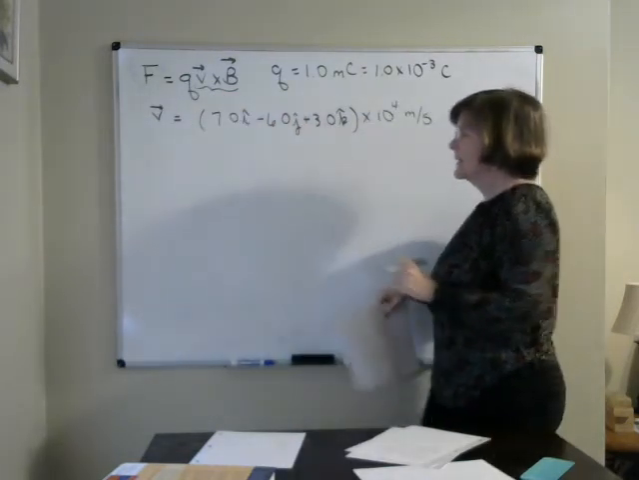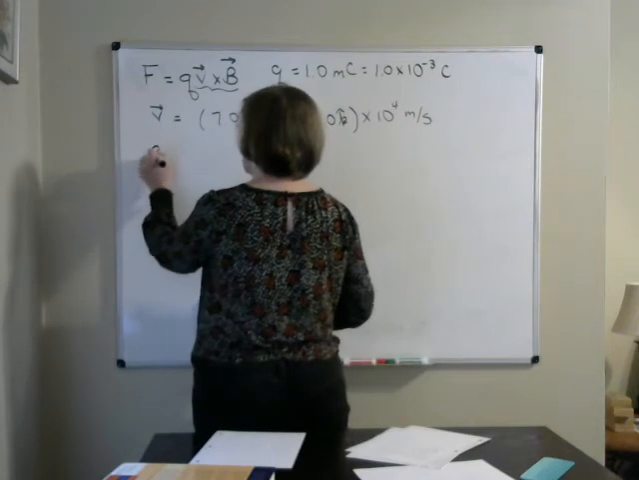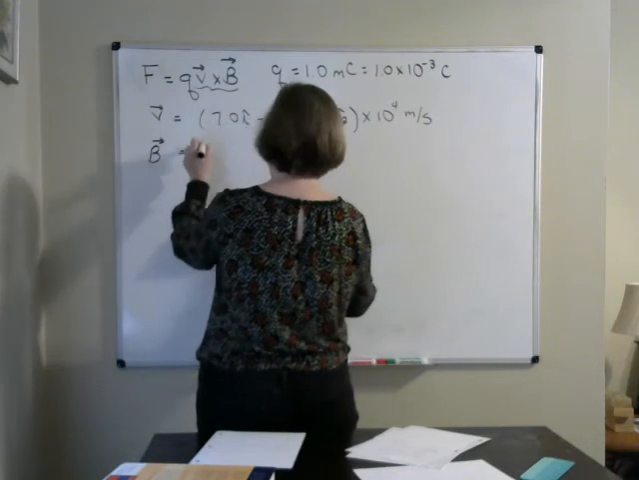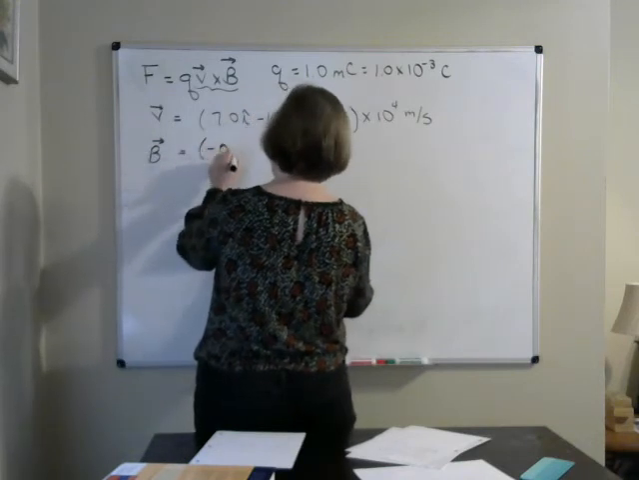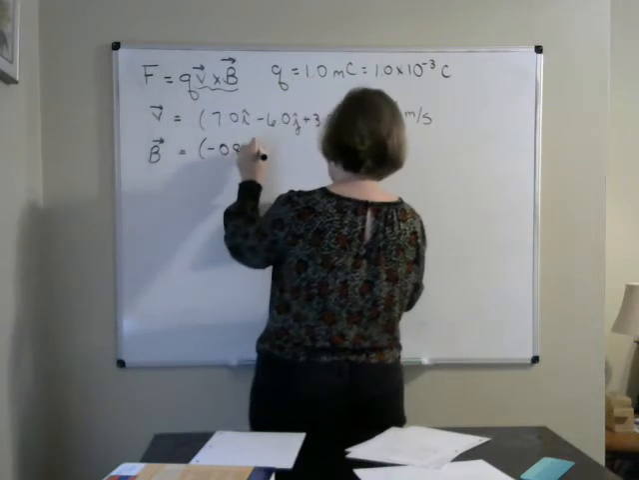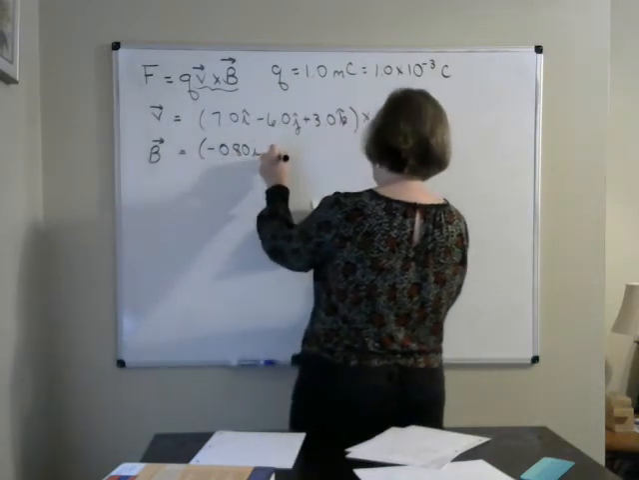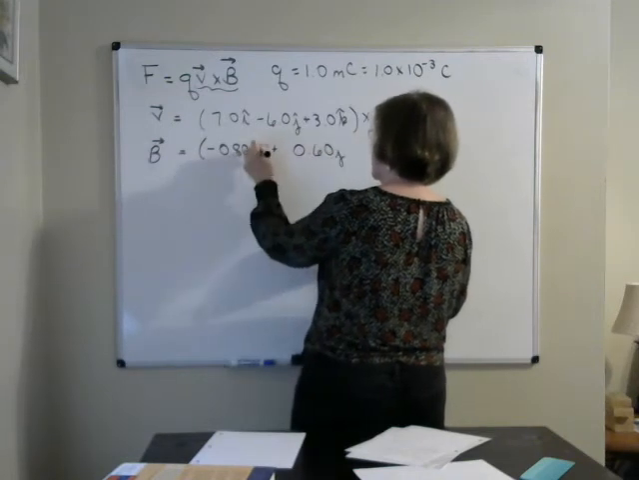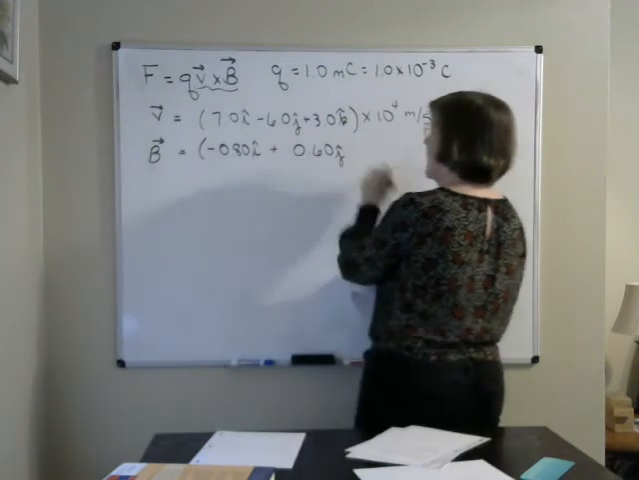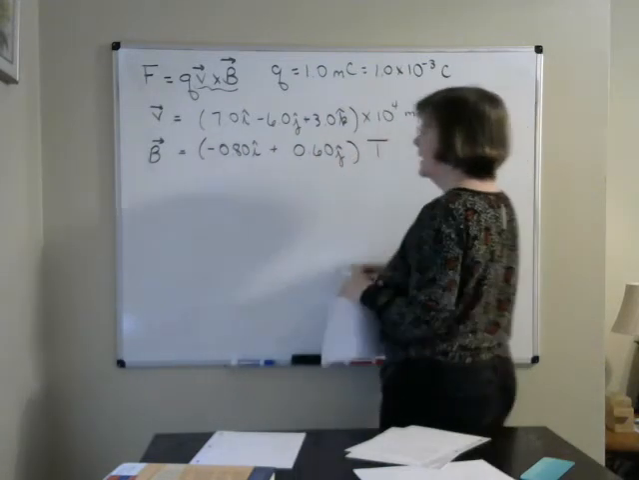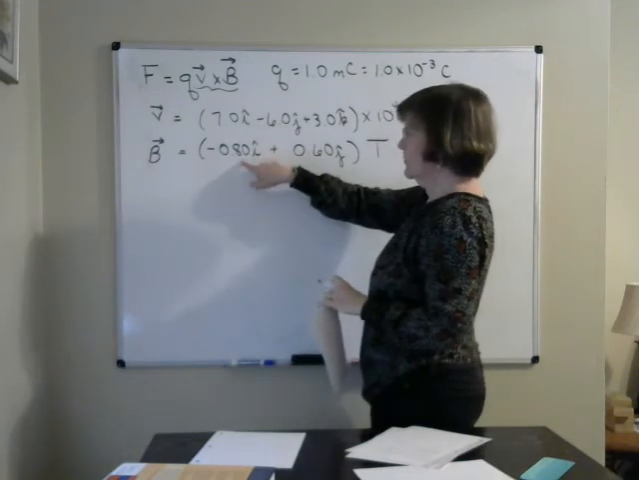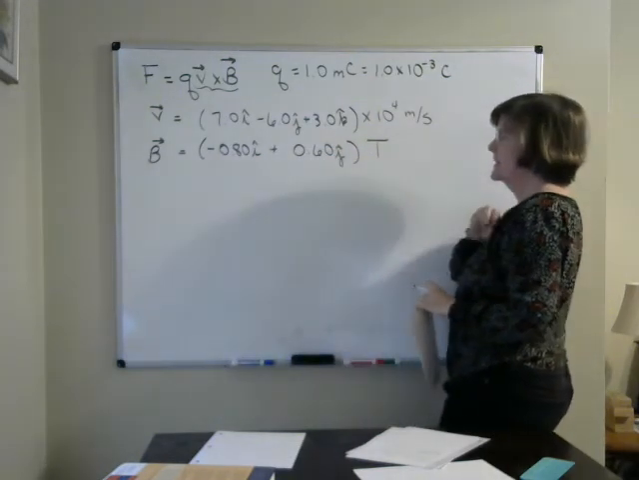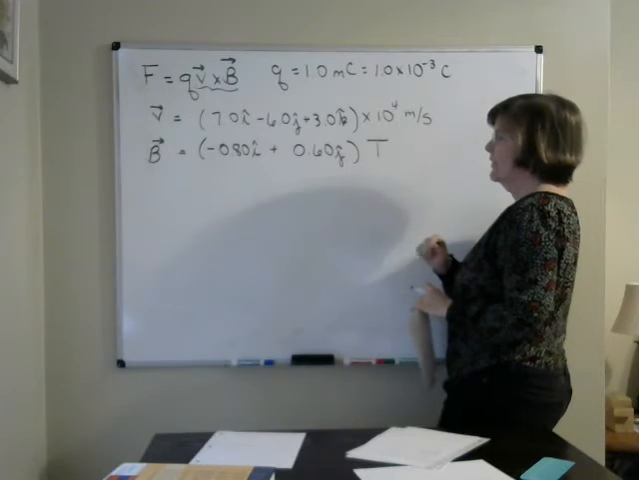Okay? And they tell us that we have a magnetic field that's given by negative 0.80 I plus 0.60 J. Again, these are those little unit vectors, I, J, K. I means that's how much it points along the X direction. J is how much it points in the Y direction, and K is how much it points in the Z direction. So there's our vectors.